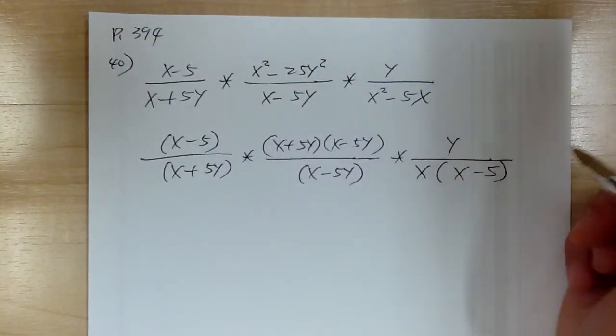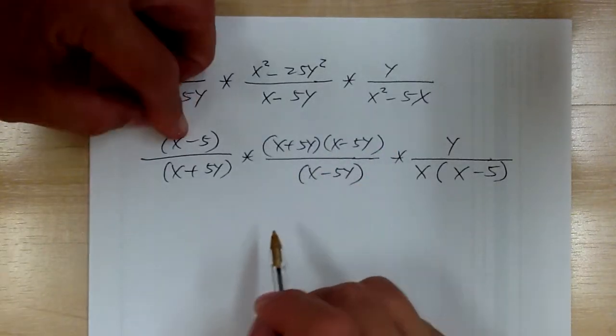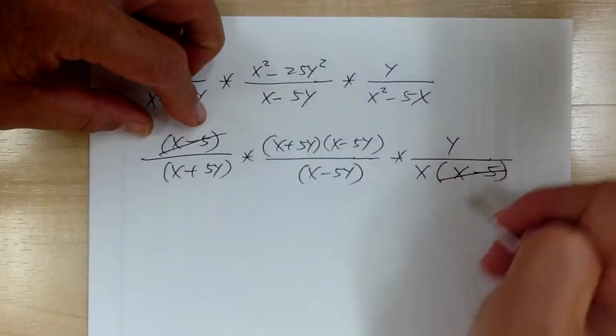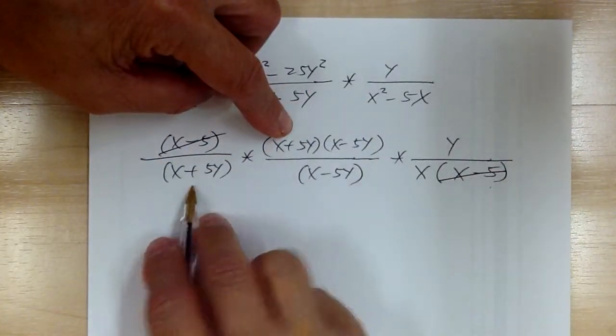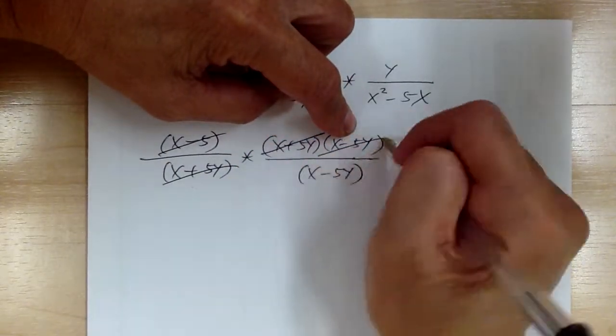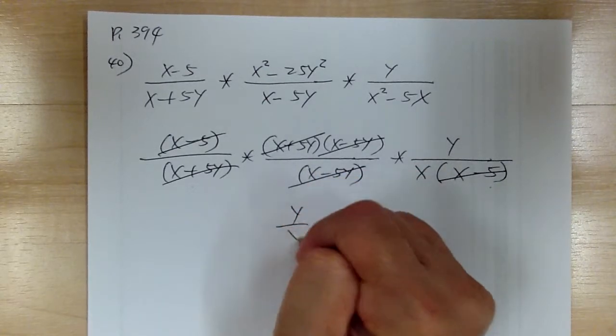So after you're done factoring, you can go and start to cancel things out and just go down the list. Okay, so x minus 5, you got x minus 5 over here. Next one, x plus 5y, x plus 5y. Next one, x minus 5y, x minus 5y, and that's it. So the only thing I have left over is y over x.